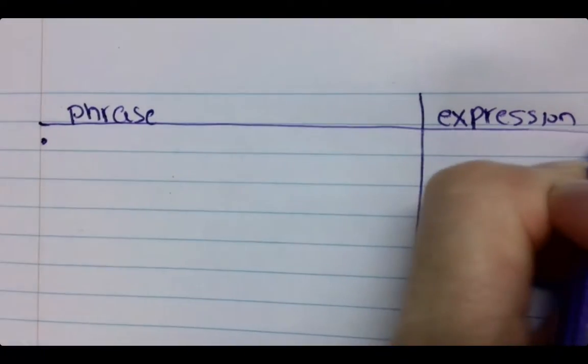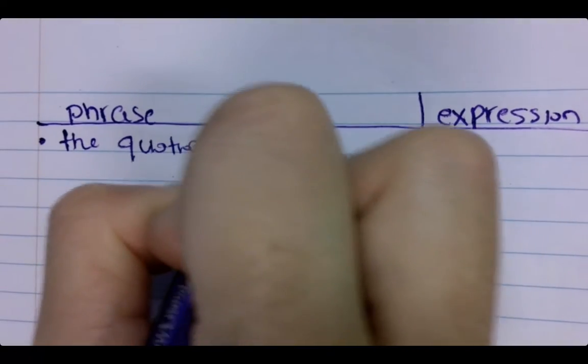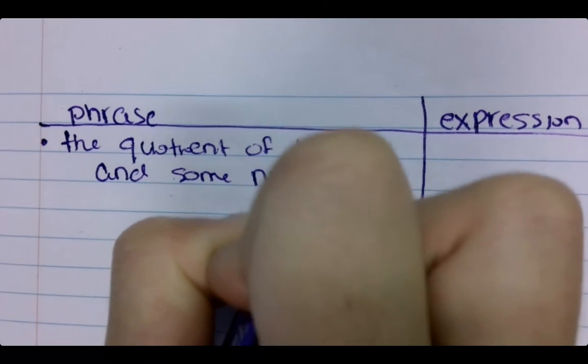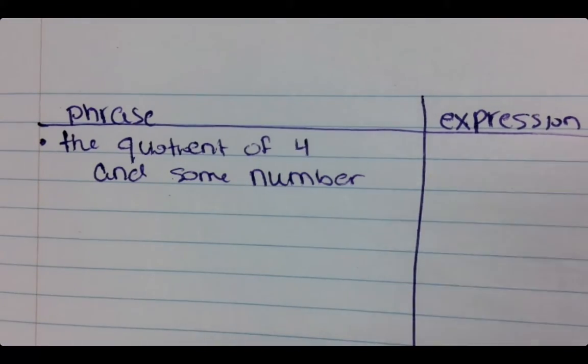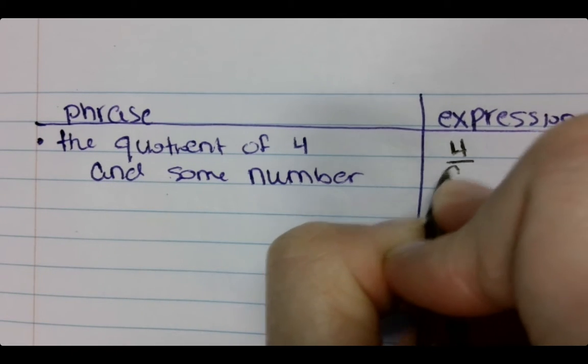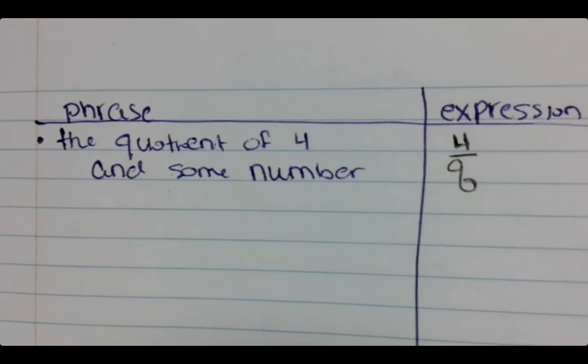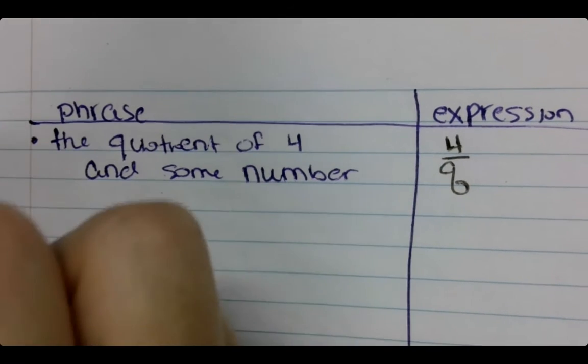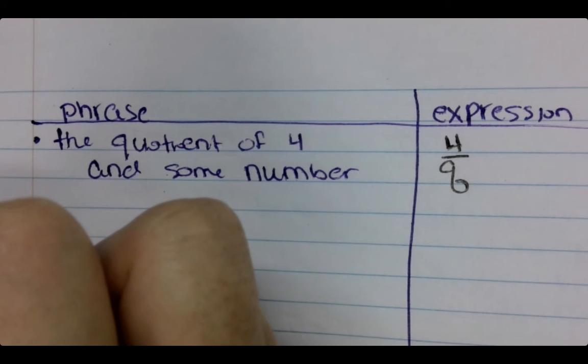So the first phrase is going to be the quotient of 4 and some number. So we have our 4 on top, and we put it over some number, whatever that letter is going to represent.